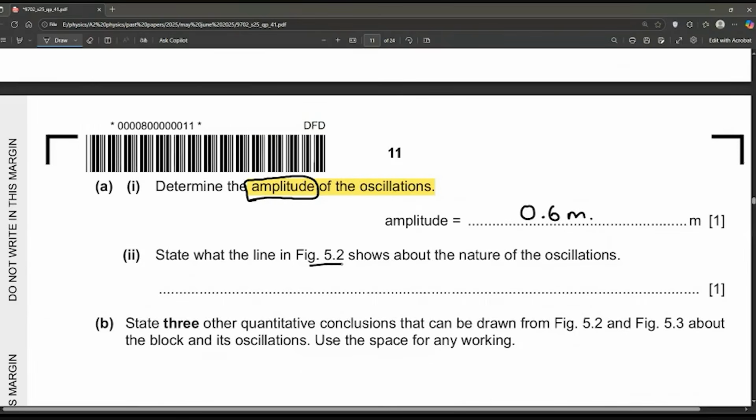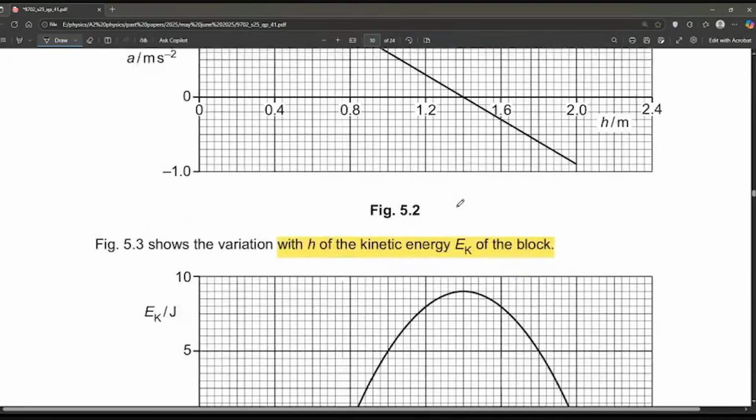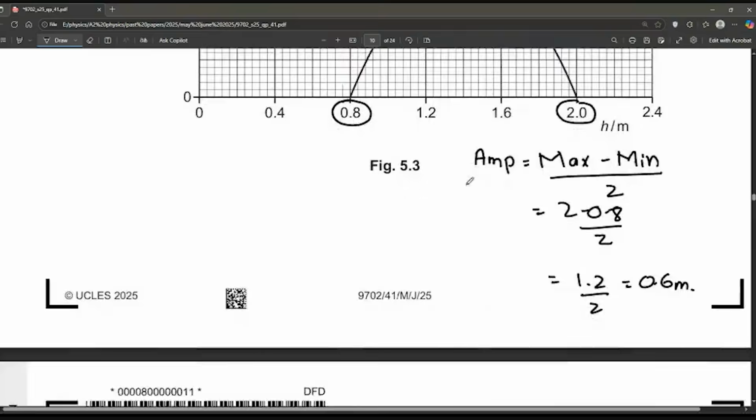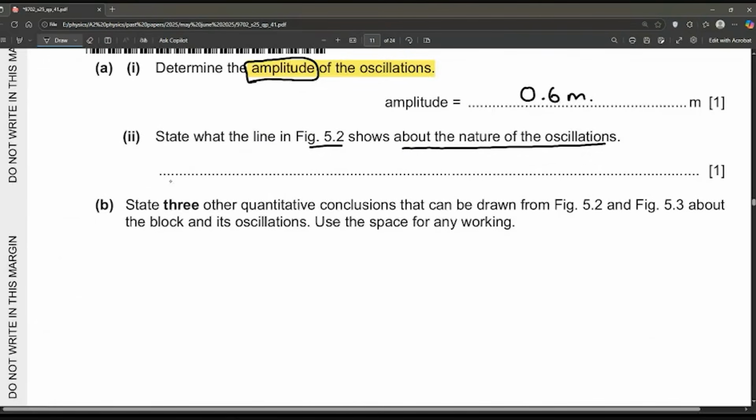State what the line in figure 5.2 shows about the nature of oscillations. The line drawn in 5.2 is telling you something. Acceleration is directly proportional to the negative of displacement. When does this happen? When the oscillations are simple harmonic. Oscillations are simple harmonic.